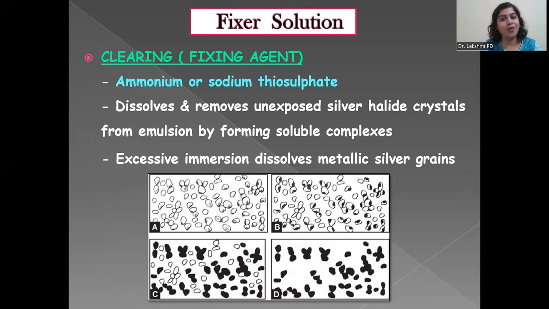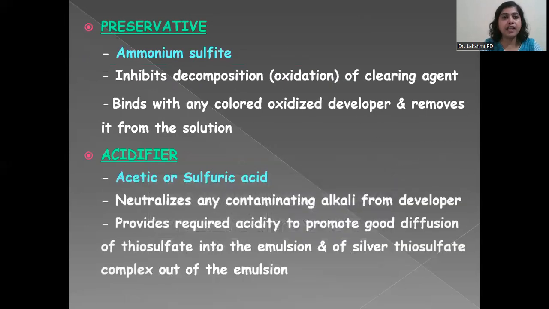Okay. Now, like I said in the earlier slide, prolonged exposure to your developing solution can create formation of metallic silver even in your unexposed silver halide crystals. Here too, if you prolongedly immerse your X-ray film in your fixing agent, all these metallic silver grains of your exposed silver crystals will also slowly start getting dissolved. Ultimately, it will lead to dissolution of your metallic silver grains, and the black areas will start getting reduced in contrast.